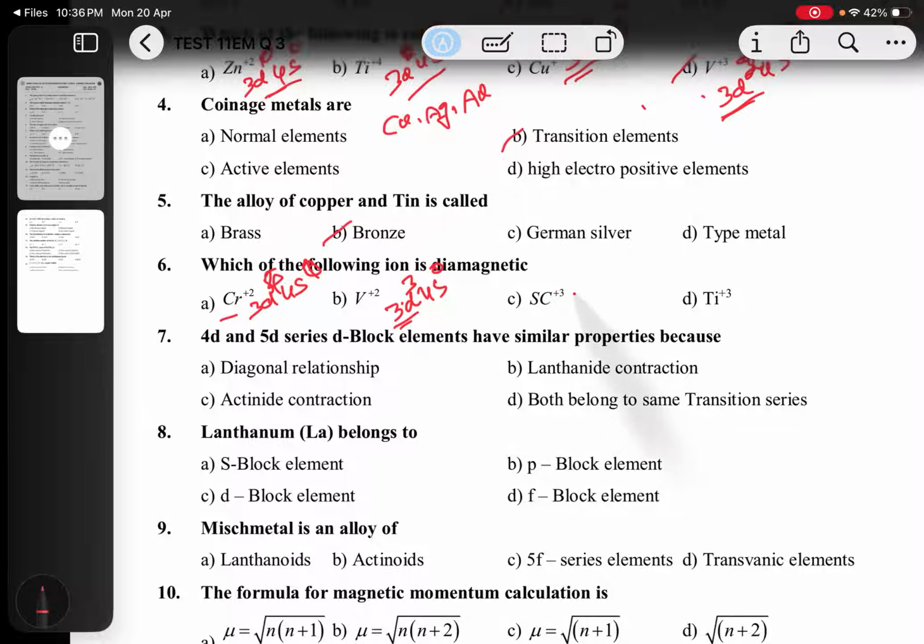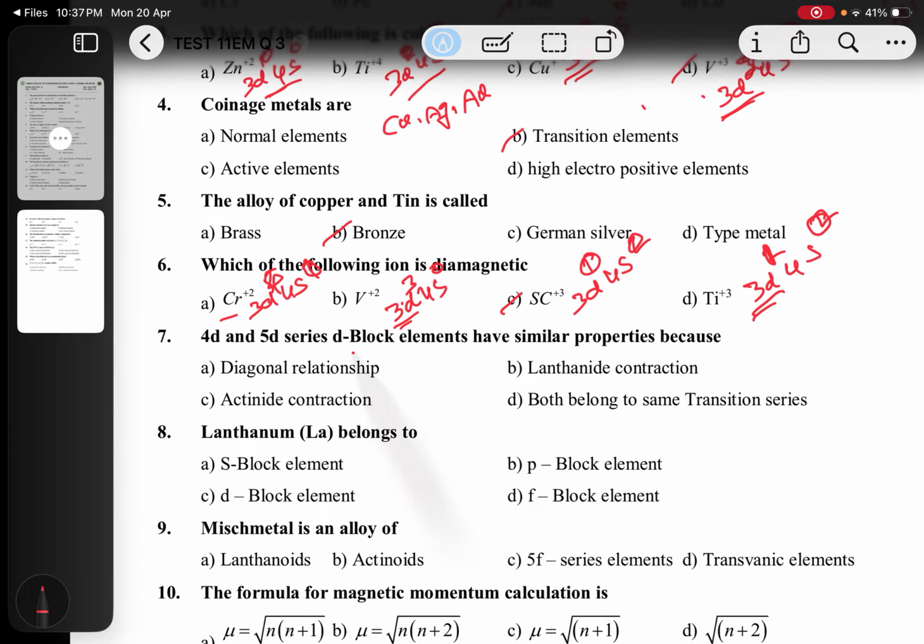Scandium atomic number is 21. So 3d1 4s2, plus 3 means it loses 3 electrons. So 3d0 4s0. It does not contain any unpaired electrons, so it is diamagnetic. Next, option D, titanium. The titanium atomic number is 22, 3d2 4s2. Plus 3 means it loses 2 electrons from the s orbital and 1 electron from the d orbital. So it contains 1 unpaired electron, so it is also paramagnetic. So option C is the correct one.